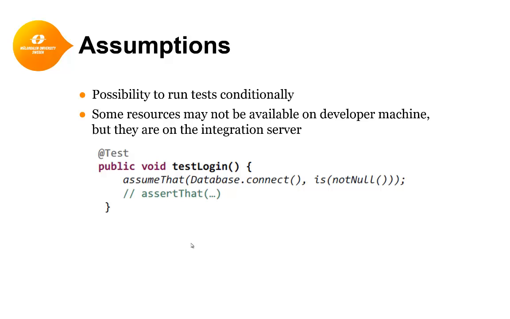Assumptions is also a very nice feature of JUnit. It expresses a possibility to run tests conditionally. For example, you would like to run a test, but only if you are able to connect to a database. If such a connection doesn't exist, then the actual test should not be executed. And this is very good if you are using the same tests in different environments. For example, if tests are used on a developer's machine and later on the continuous integration server, the same resources may not be available for the developer as on the integration server. So this is again a very nice feature of JUnit that could be utilized for test automation.